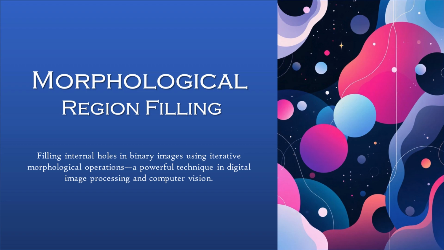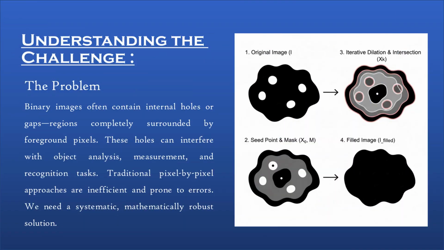Hello everyone, and welcome. Today, we are going to explore a powerful technique known as morphological region filling. At its core, this is a method from digital image processing that allows us to intelligently fill internal holes within binary images. We'll be looking at how this is achieved using iterative operations, a fundamental concept with major applications in computer vision. So, what is the specific challenge we're addressing?